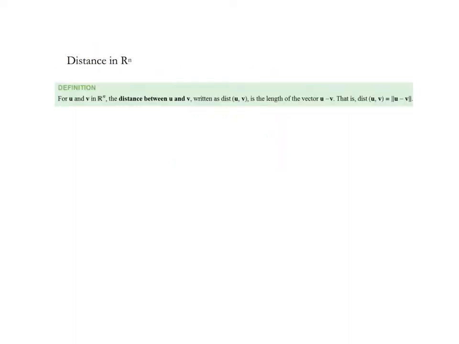Okay, now we get to distance in Rn in any number of dimensions. If I have 2 vectors in Rn, the distance between them, notation-wise we write it as dist(u, v), the distance between u and v, is the length of u minus v. So there's your formula right there. The distance between 2 vectors is the length of the difference between the vectors.